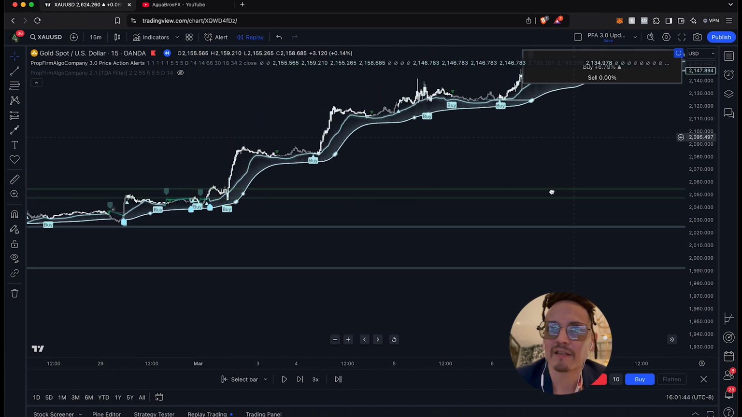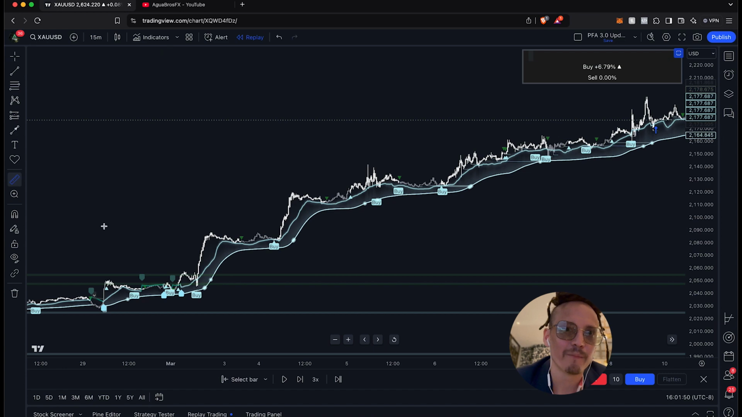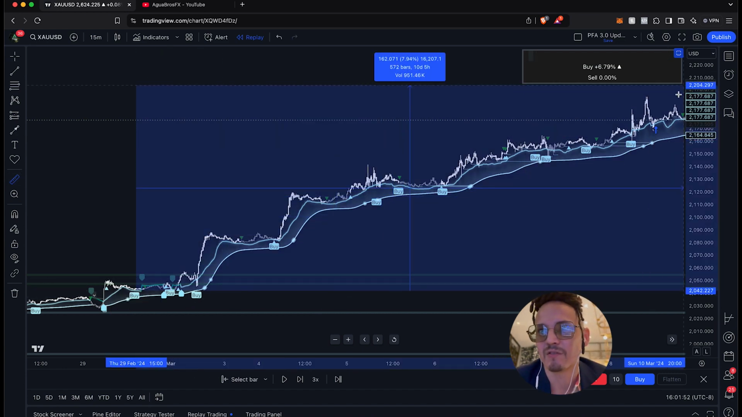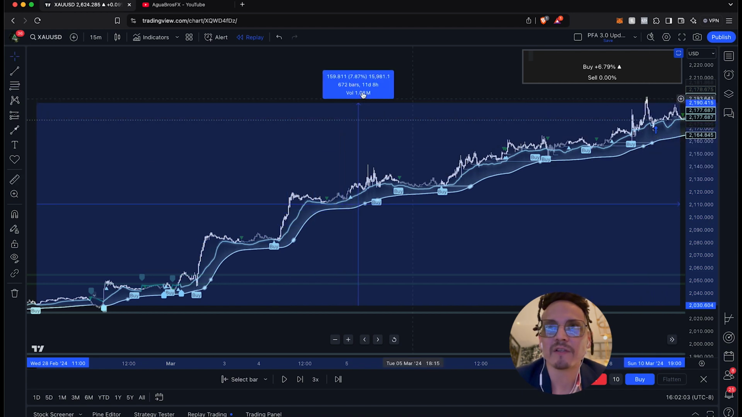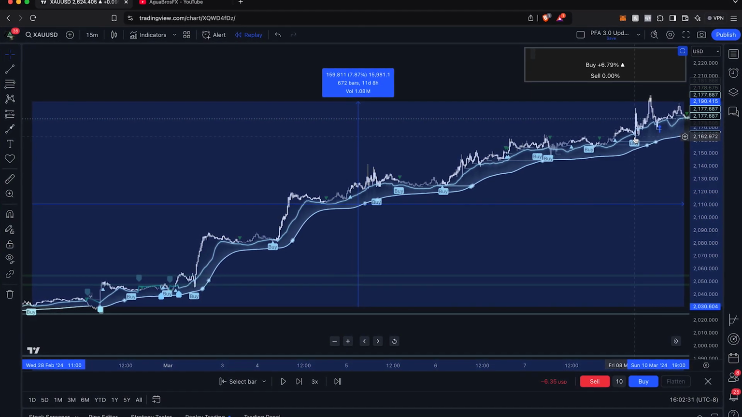But take a look at this, guys. Wow, absolutely amazing. Look at all these signals. Not one was losing. If we go from here all the way to this is 11 days of straight profitable trades. 1, 2, 3, 4, 5, 6, 7, 8, 9, 10, 11, 12. 12 entries in the last 11 days, and each one were winning trades. And that's a total of 15,000 points or 159 pips. Huge.